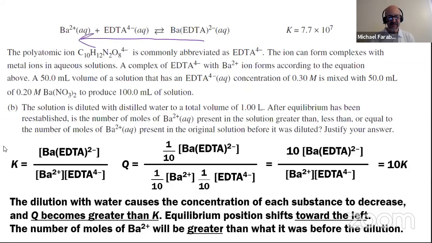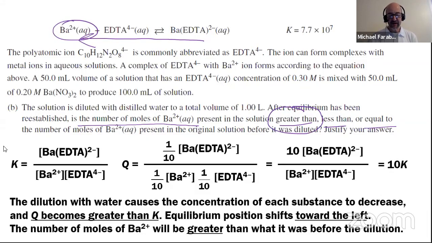So the question is asking, after this equilibrium has been reestablished, is the number of moles of barium greater than, less than, or equal to the number of moles of barium that was present before the dilution? But because we are shifting as a result of Q becoming greater than K, we're shifting toward the reactants, toward the left, then the barium will be greater.